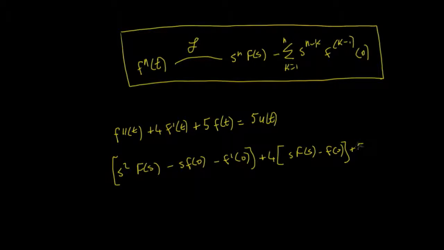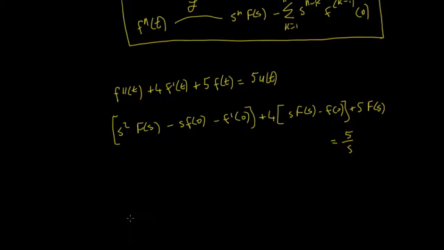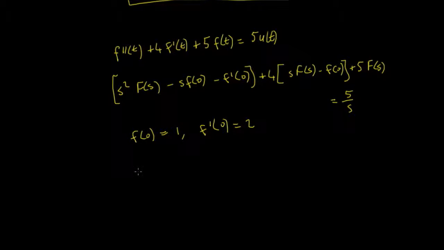plus 5, and that would just be f of t becomes F(s), and that whole thing would equal 5, and the Laplace transform of u of t is 1 upon s, so 5 upon s. Okay, so the interesting part is that you're given the initial conditions. So if f(0) equals 1 and f'(0) equals 2, then you can put these initial conditions back into that equation.